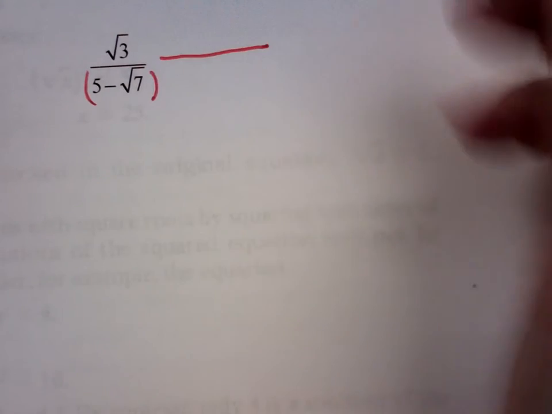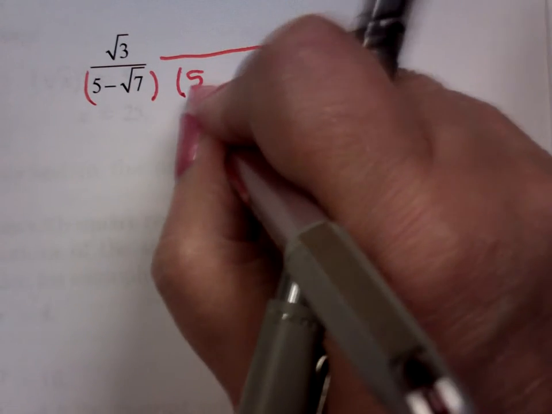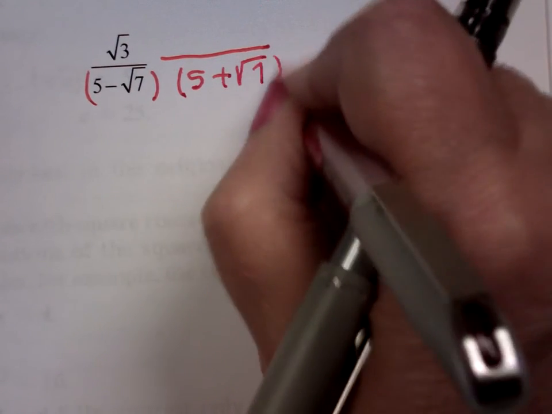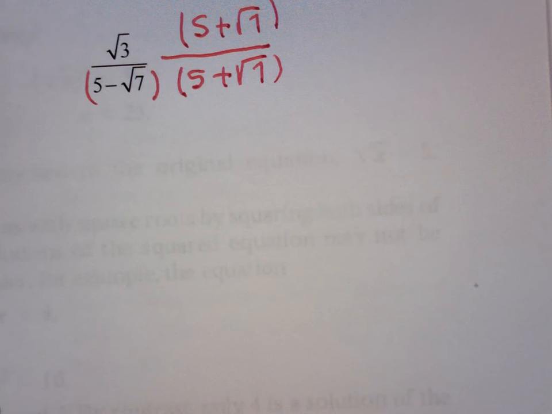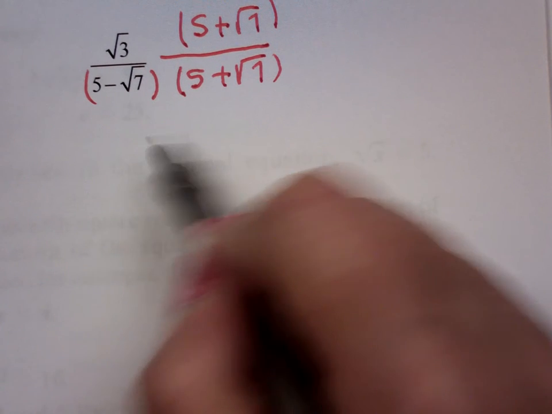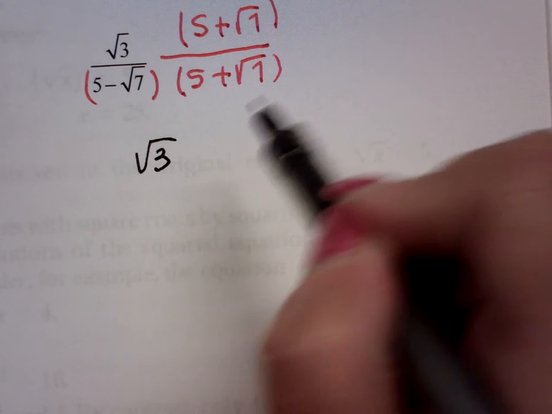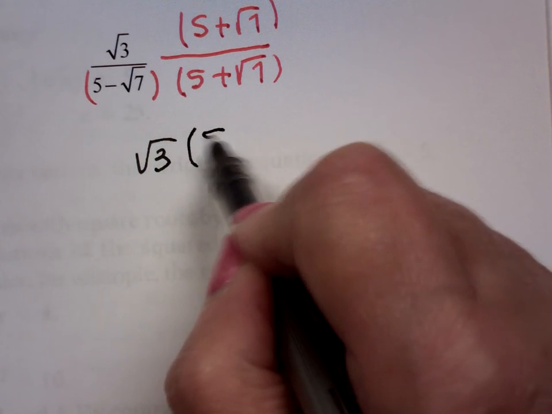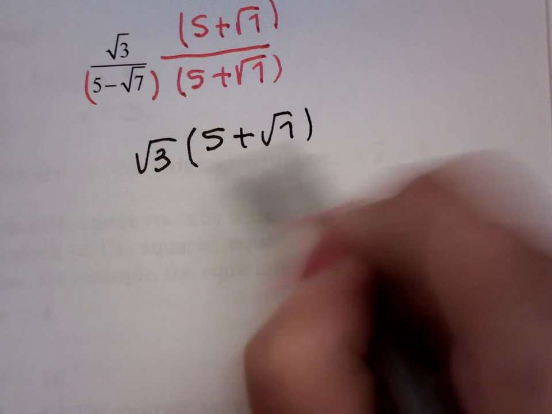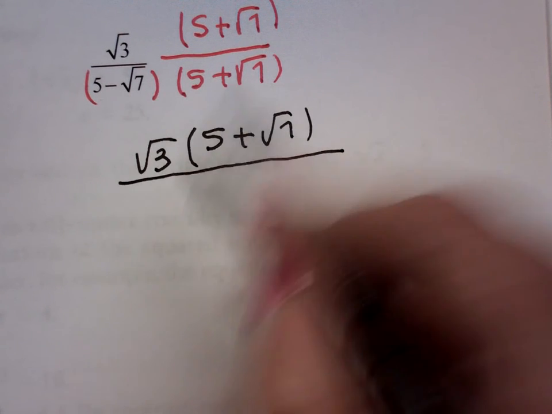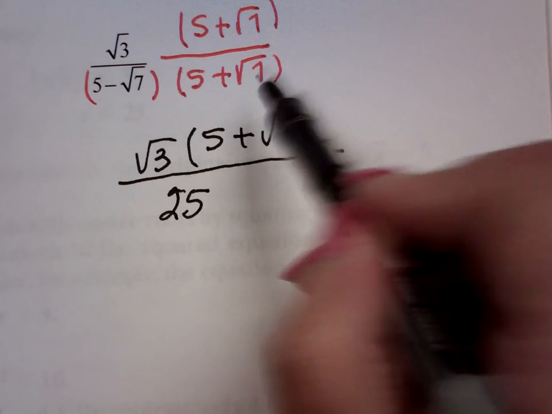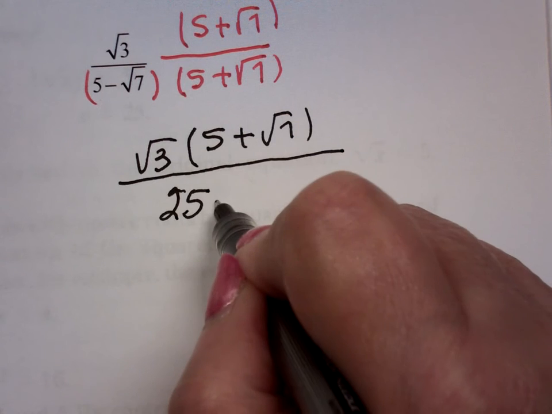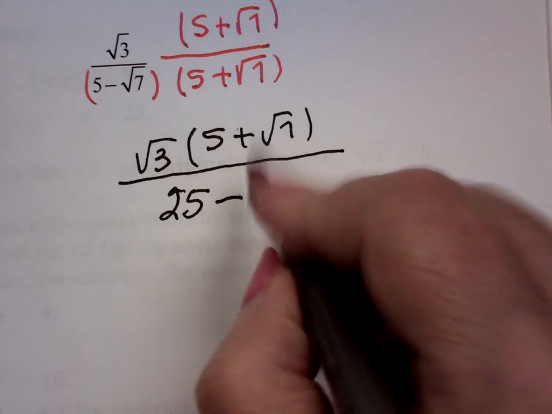What's the conjugate? 5 plus the square root of 7. So multiplying, this is the square root of 3. Nothing's going to reduce out with that guy. 5 plus the square root of 7. 5 times 5 is 25. Inner and outer adds to 0. That's the goal. Minus square root of 7 times square root of 7, square root of 49.